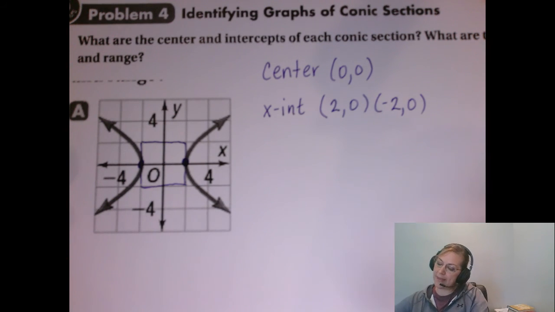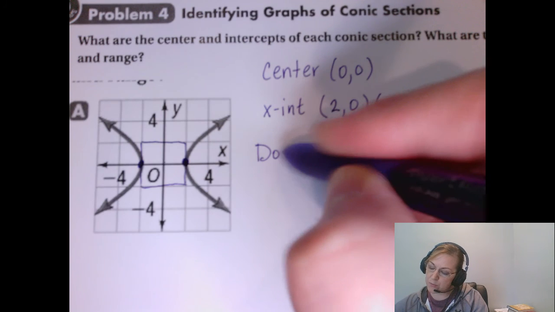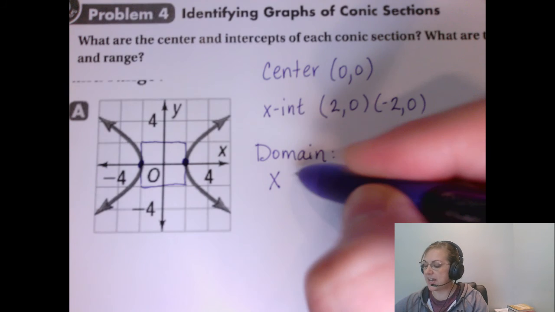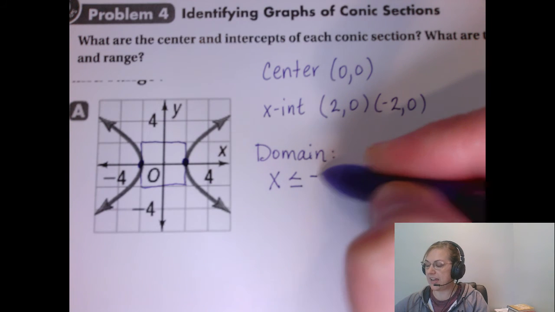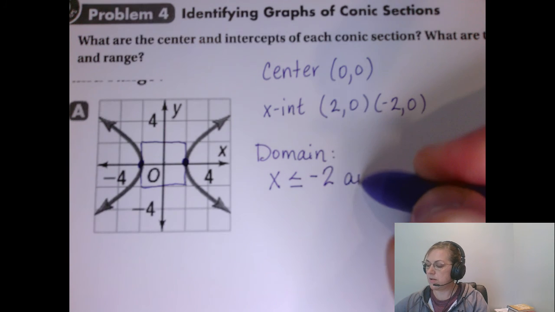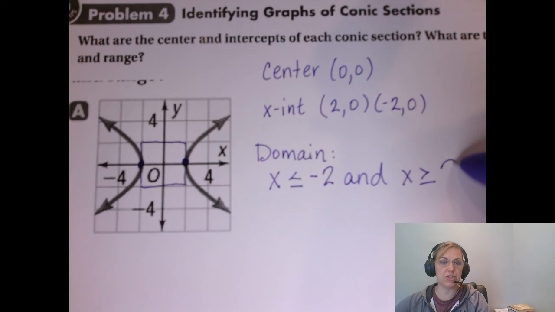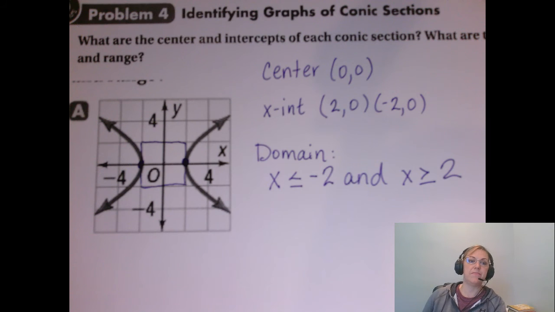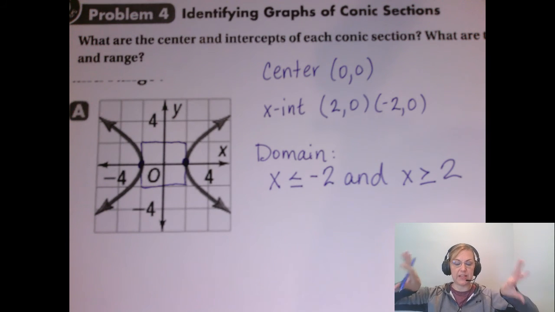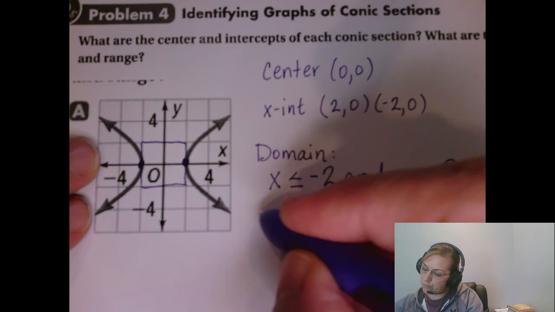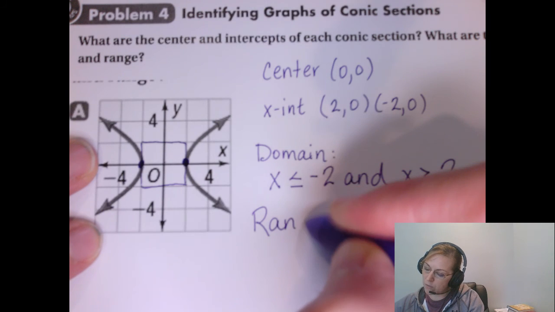All right, then my domain with hyperbolas, remember, you're going to have to split them. So you're going to have to say that x is less than or equal to -2, and x is greater than or equal to 2. Do each branch separately, write the domains for those. And then very nice, the range here, again, all reals.